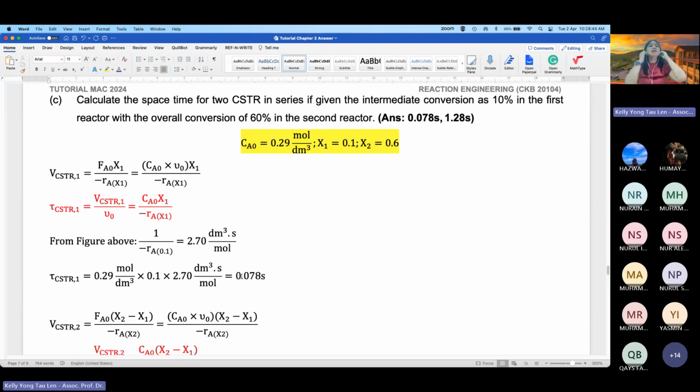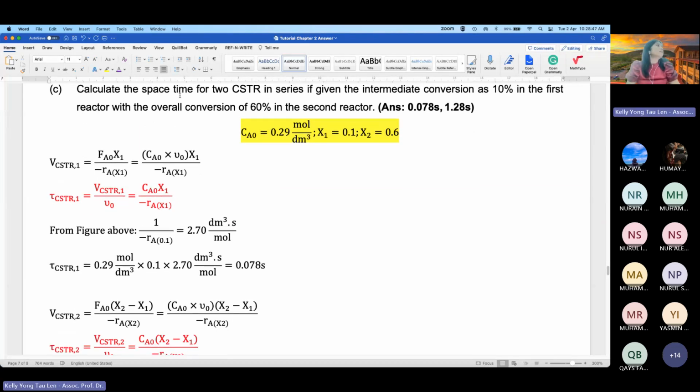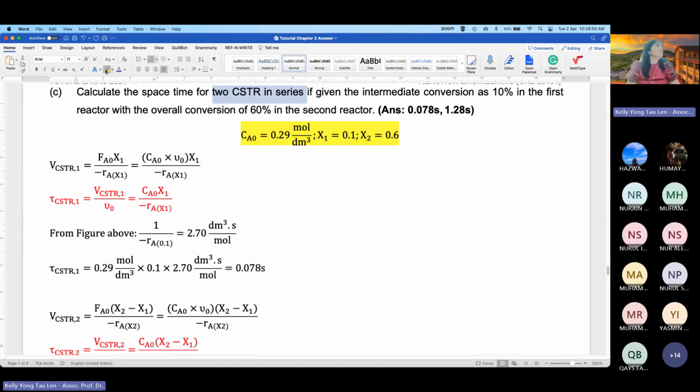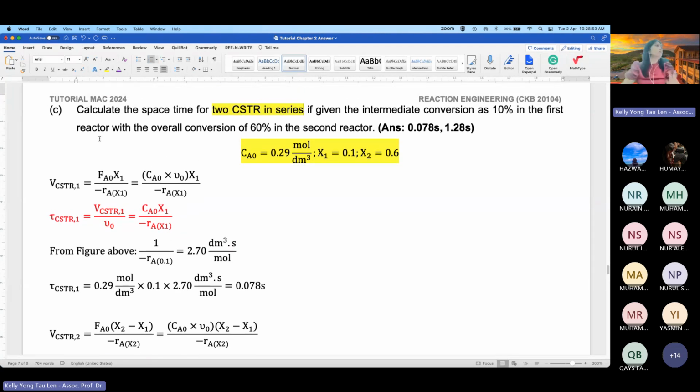Okay, so the last question for today is to calculate the space-time for two CSTR in series. So now they want you to find space-time. If you have two CSTR in series, it means tau CSTR1, tau CSTR2. Earlier we found tau PFR1, tau PFR2. Now you have to find tau CSTR1, tau CSTR2, given intermediate conversion as 10%. So your X1 is 0.1, with the overall conversion of 60% in the second reactor. So they say X1 is 0.1, X2 is 0.6, because you have two reactors. So X1 0.1, X2 0.6.